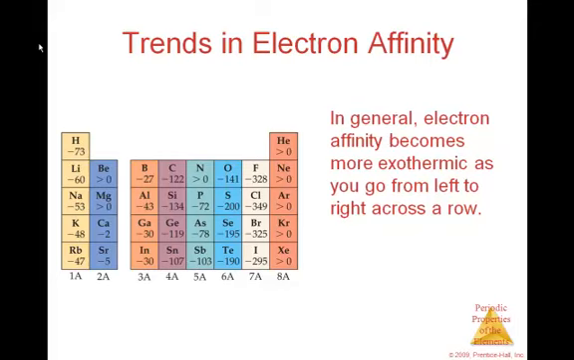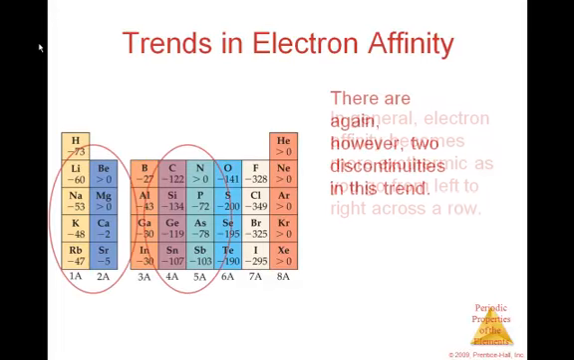Now you notice that the halogens are some of the highest on the table. You can also see that the noble gases are approximately 0 or greater than 0. That means that they tend to be endothermic. It's very difficult to add an electron to those because of course they have a stable octet. There are, however, some discrepancies between a continuous decrease in energy or continued exothermic reactions. And you can see the two areas circled on this particular slide.